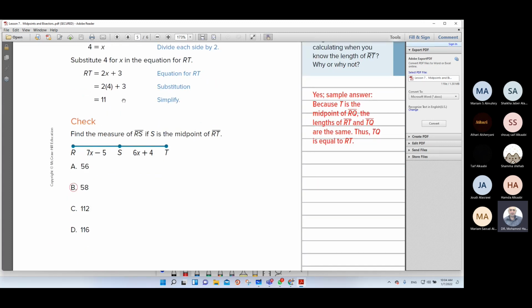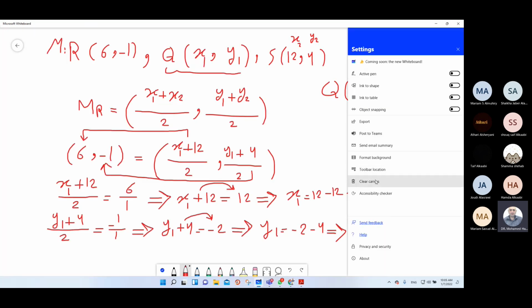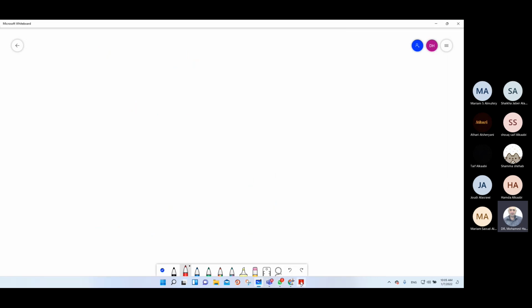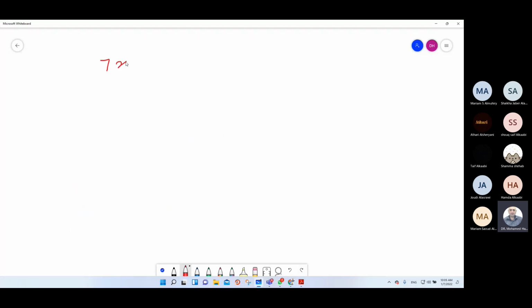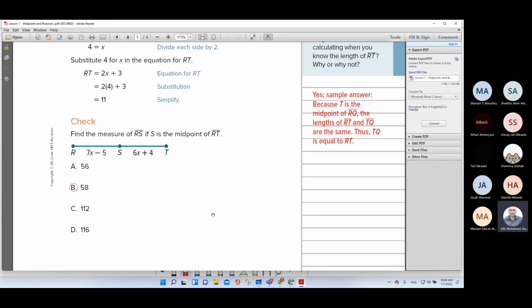In this example, find the measure of the segment RC. S is the midpoint of the segment RT. We want to find the segment RC, we want to find this distance. So we can start from RC equals CT to write an equation to find the value of x. So we can write 7x minus 5 equal 6x plus 4.